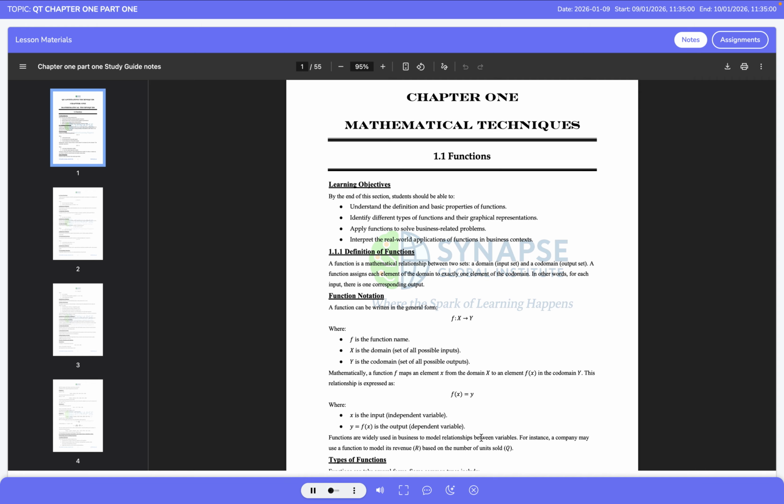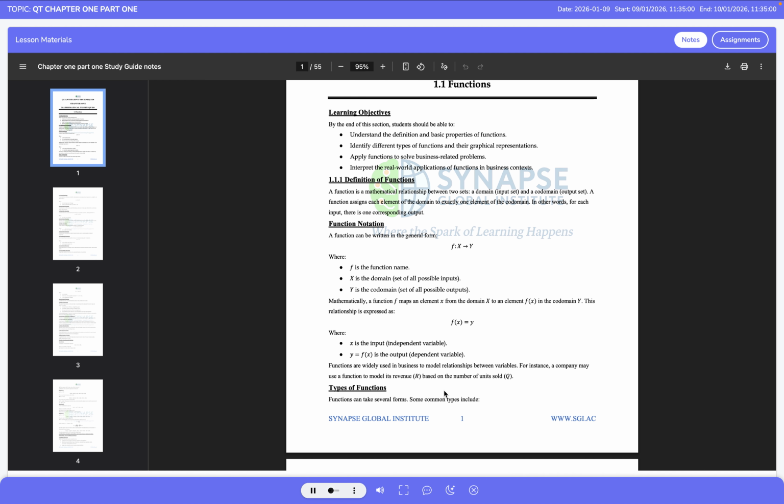A function can be written in general form as f: X → Y. Here, f is the function name, X represents the domain or the set of all possible inputs, and Y represents the codomain or the set of all possible outputs. Mathematically, a function maps an element x from the domain X to an element f(x) in the codomain Y, and this relationship is expressed as f(x) = y. In this expression, x is the input or independent variable, while y, which is equal to f(x), is the output or dependent variable.